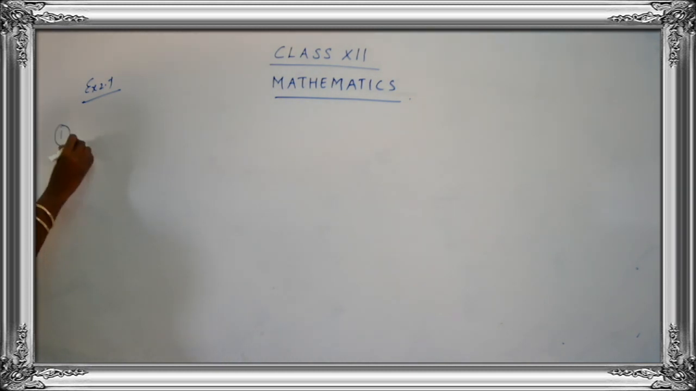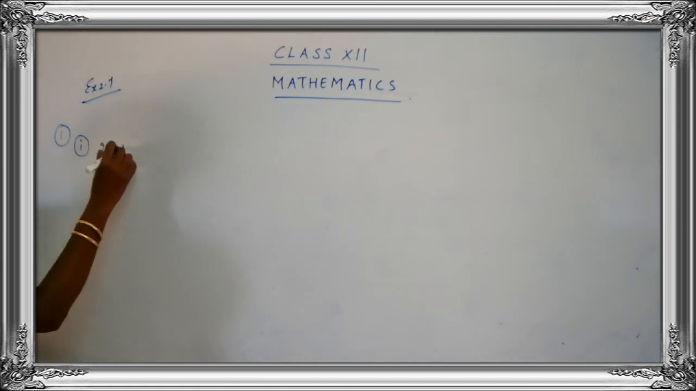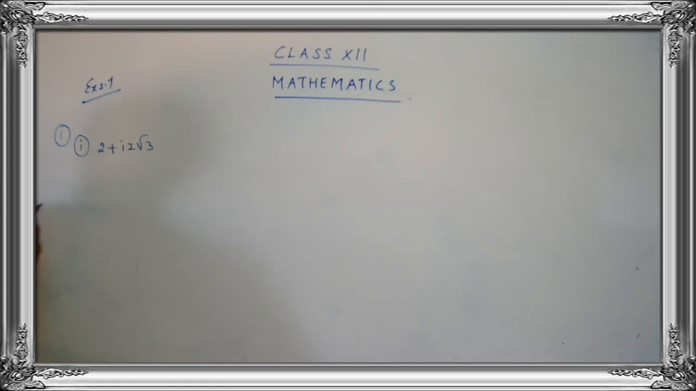First question, its first part. 2 plus i 2 root 3. So this is a complex number. You have a real part and you have an imaginary part. Now you are going to write down this complex number in polar form, that is, in terms of cos theta and sin theta. Okay children, let's proceed with the answers over here.